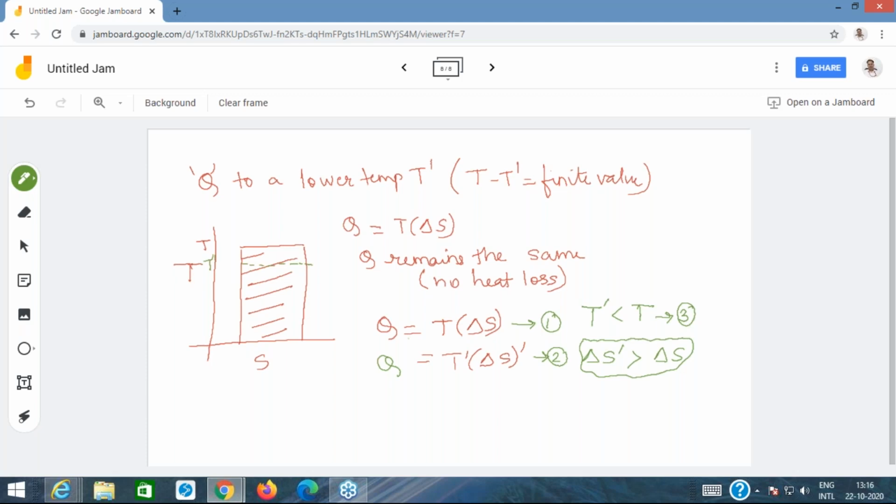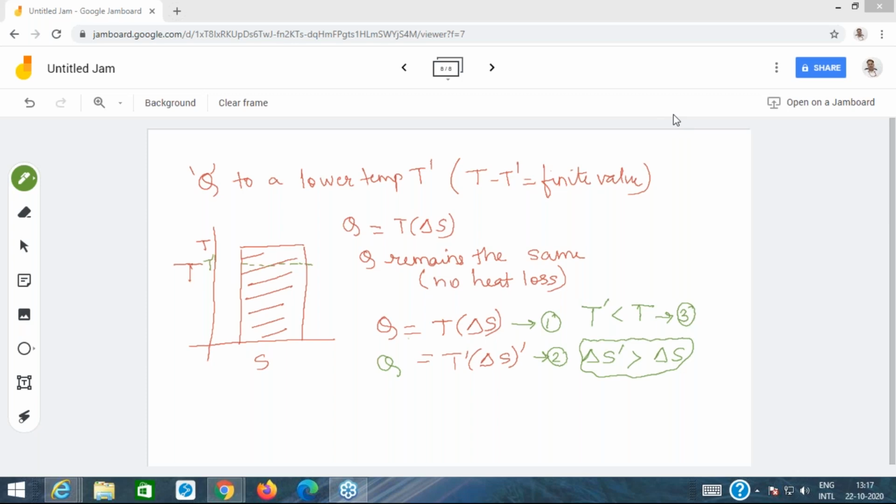So look at it mathematically. If you look at equations 1, 2, and 3 mathematically, it becomes obvious that delta S dash has to be greater than delta S. Okay, Ganesh, is this clear to you now? Others are saying yes. Ganesh, is this clear now? Okay, thank you, Ganesh. So now it is clear that delta S dash is greater than delta S.